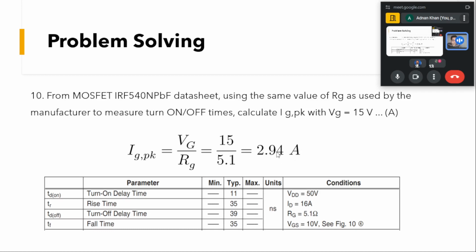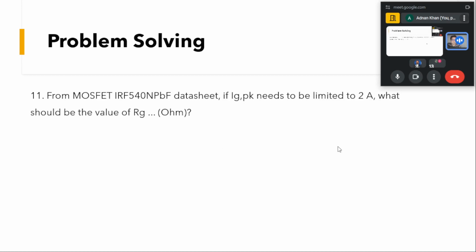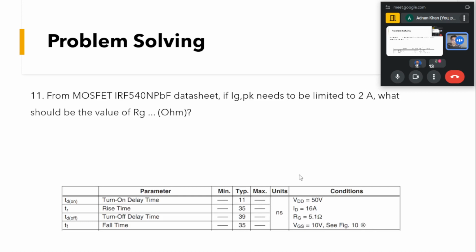Now that was coming out to be 2.94. Now we want to limit this current to 2 amps. So we need to see what will be the resistance that we have to put during the turn on time in order to limit this current.